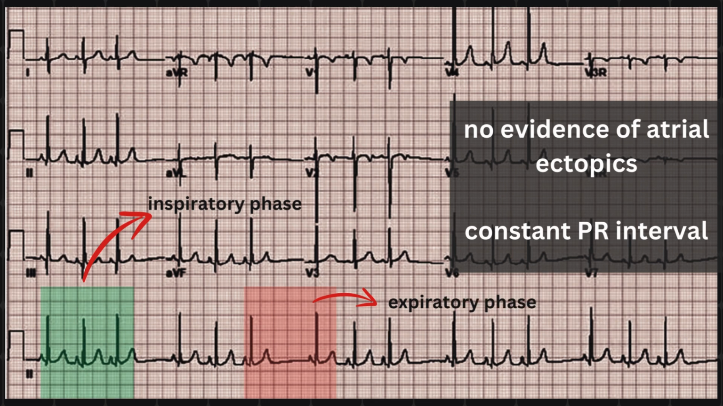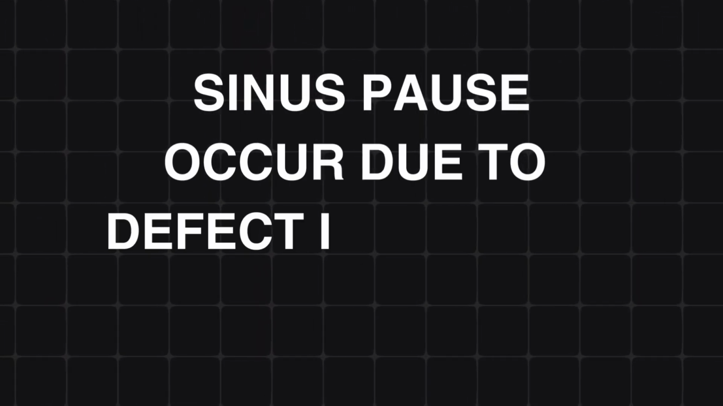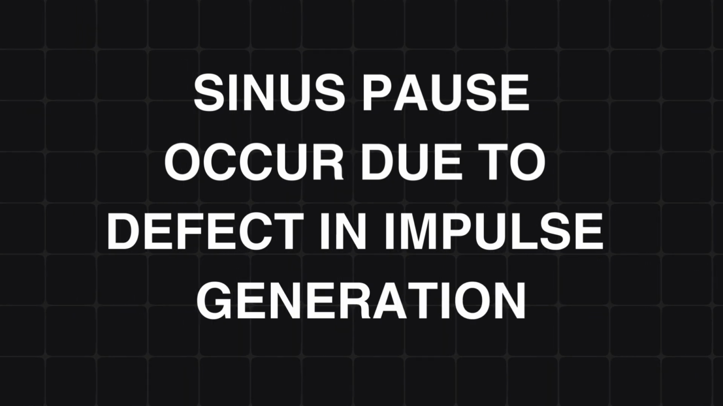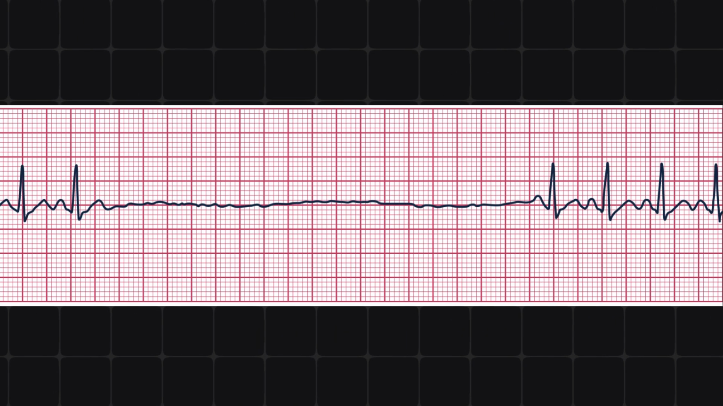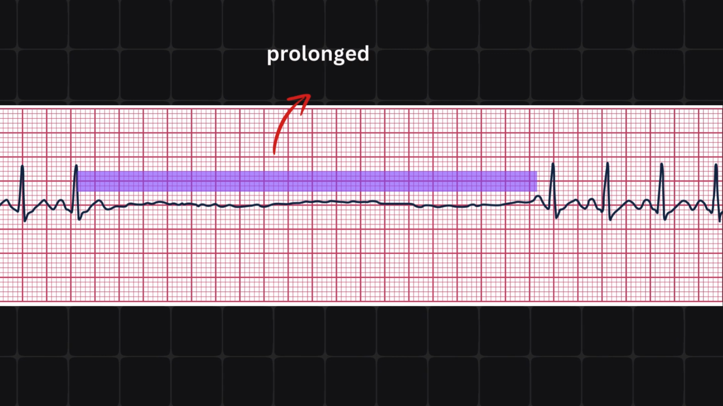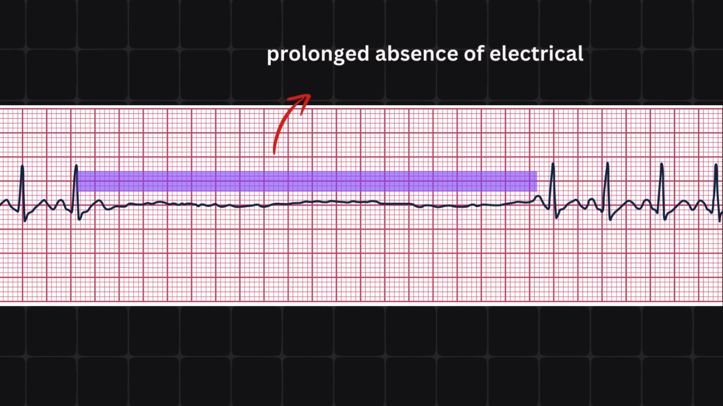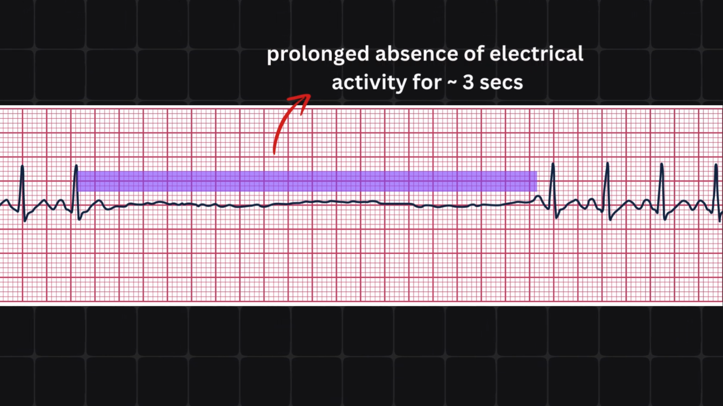respiratory cycle. Sinus pause. It results due to a defect of P cells of the SA node to generate impulse. There will be prolonged absence of P wave for more than 3 seconds. That is around 15 large boxes.